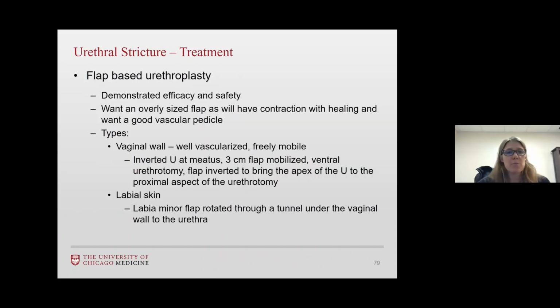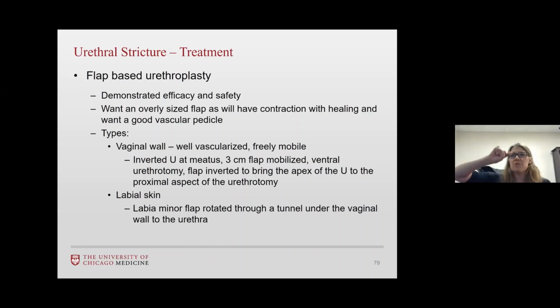So flap-based urethroplasty has demonstrated efficacy and safety. You want an overly sized flap because you'll have some contraction with healing, and you want a good vascular pedicle. So some of the types can be a vaginal wall, which is well vascularized, freely mobile.